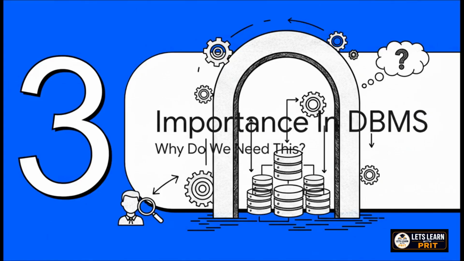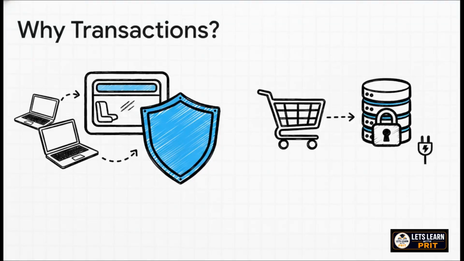All right, Section 3. Importance in DBMS. Why do we actually need this? Transactions are basically the invisible heroes of our modern digital world. Just look at railway reservations, like booking a Tatkal ticket on IRCTC. Imagine there's only one window seat left on the whole train, and millions of concurrent users are trying to book it. 2 people click Book Now at the exact same millisecond. Without transactions, system confuse ho jayega, and it might assign the same seat to both people, leading to massive chaos. Transactions ensure that one person's booking process is completely isolated from the others.